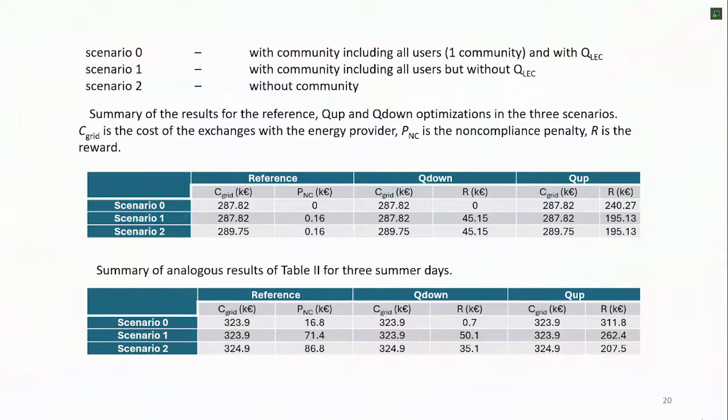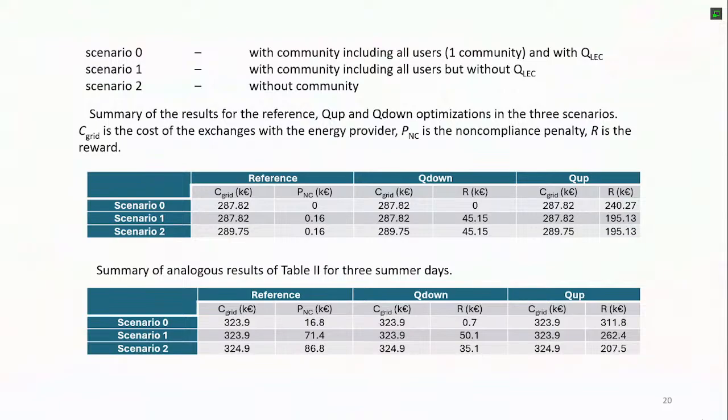These are the summary of the results for Q up and Q down optimization in the 3 scenarios. C-grid is the cost of the exchanges with the energy provider or resellers, and PNC is the non-compliance penalty. And R is the reward for the provision of flexibility to the distribution network.